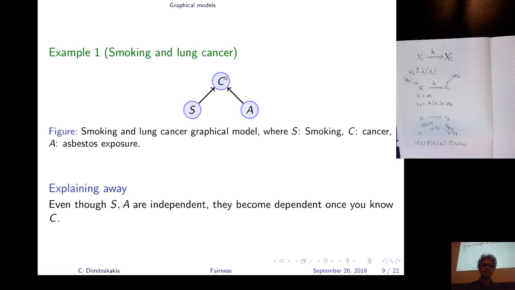It's called the sprinkler rain example. So let's say that this variable here is whether the grass is wet in the morning, okay? And here it's like the sprinkler was on during the night and the grass was becoming wet, and here it was raining, okay?